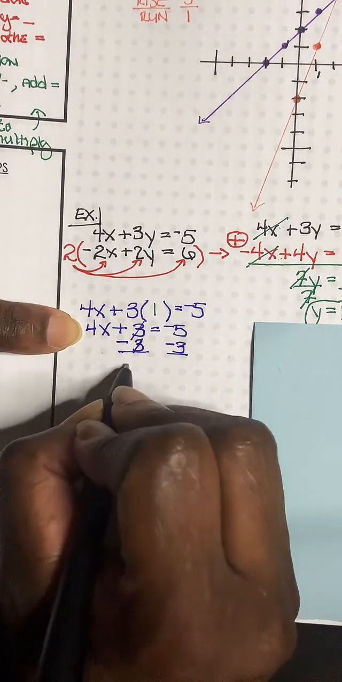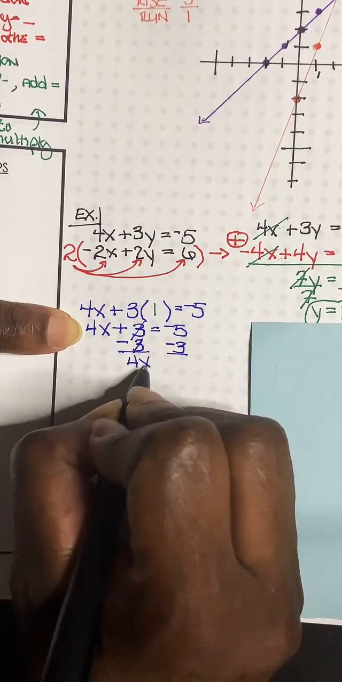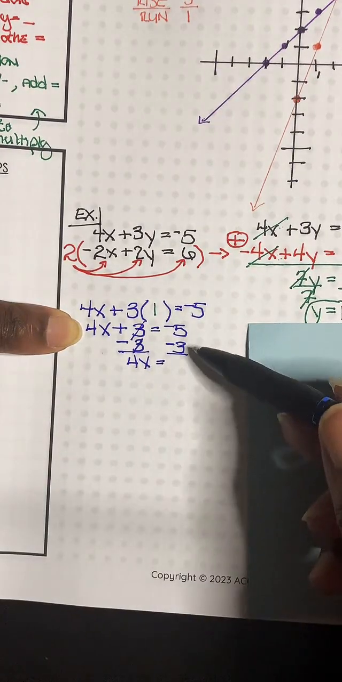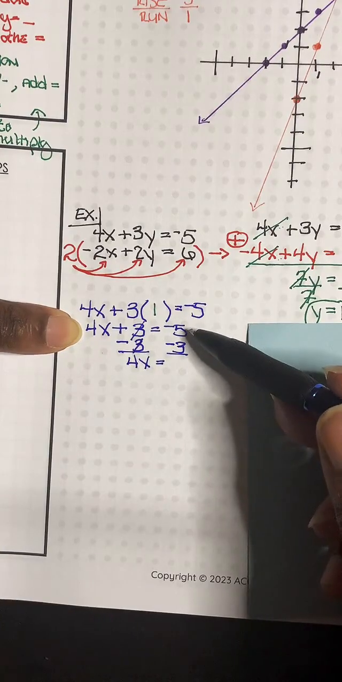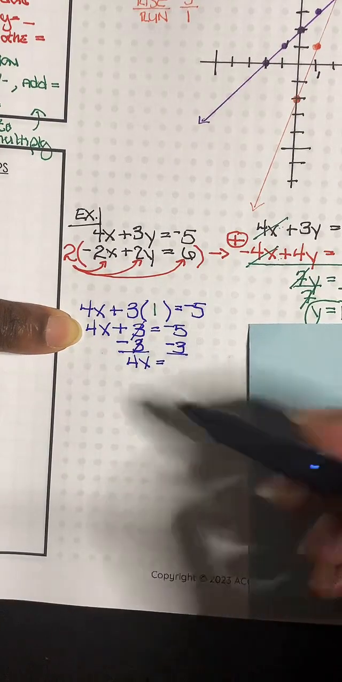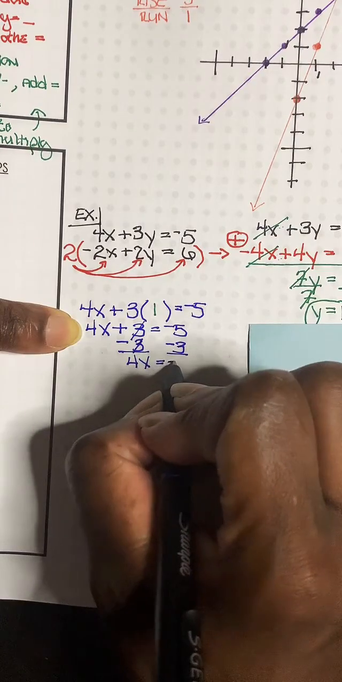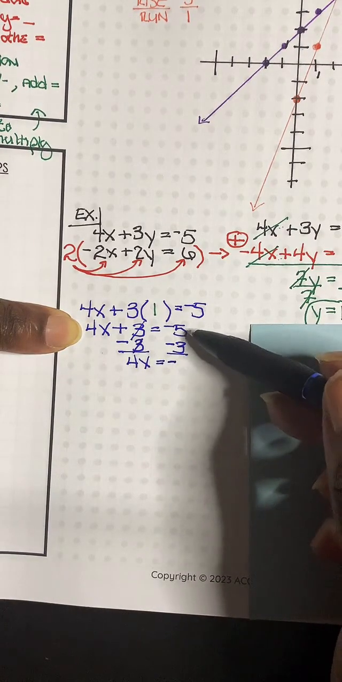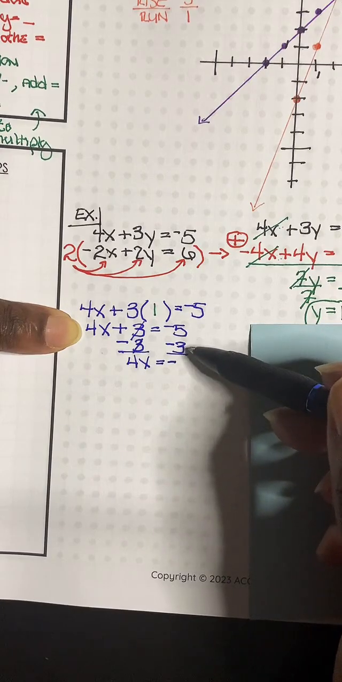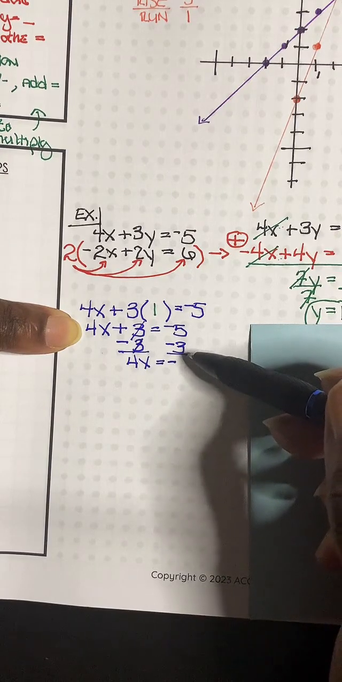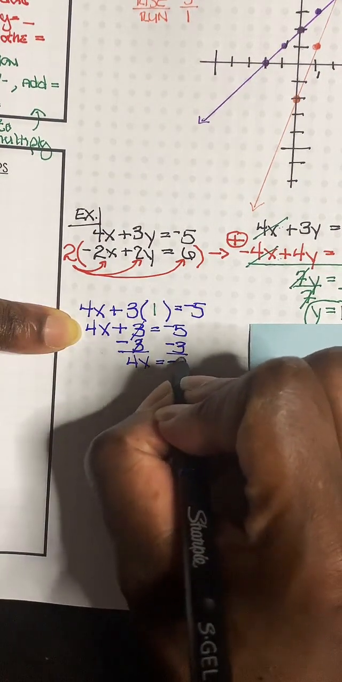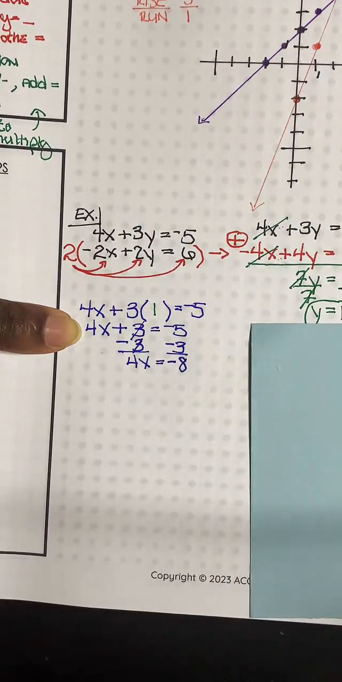Then this 4x comes down, so does the equal sign. Negative 5 minus 3. Since both of them are negative, my answer is also going to be negative, and I'm going to add, because when the signs are the same, you add them together. Okay, good. Thank you for the roses and everything. So that gives me a negative 8.